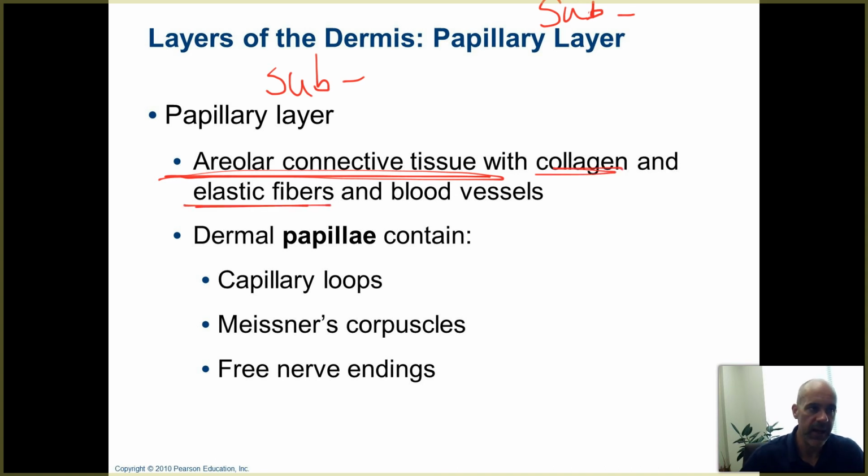You just don't have as many as you would in a dense type of connective tissue. Don't forget your functions: collagen fibers, tensile strength, resist pulling. Elastic fibers help you with rebound. When something gets stretched, it rebounds the tissue back into place. You also have blood vessels in the papillary sublayer.